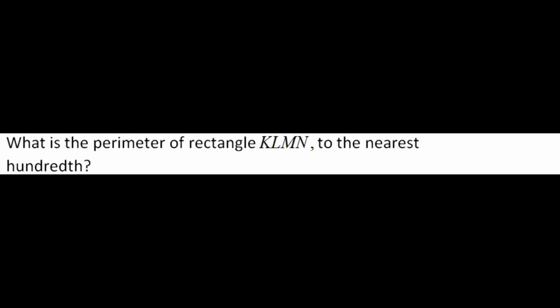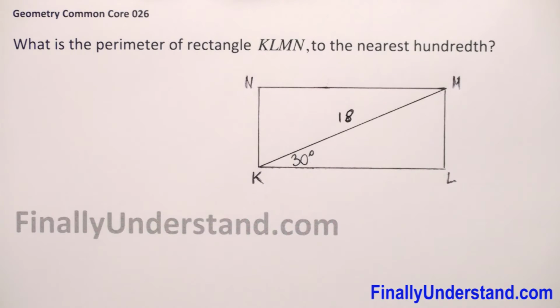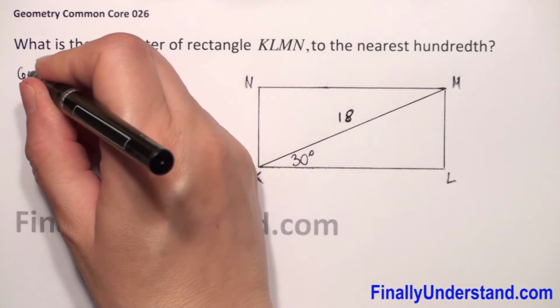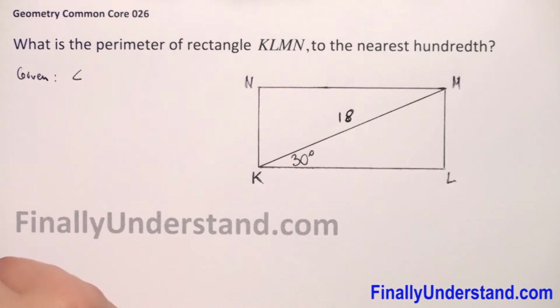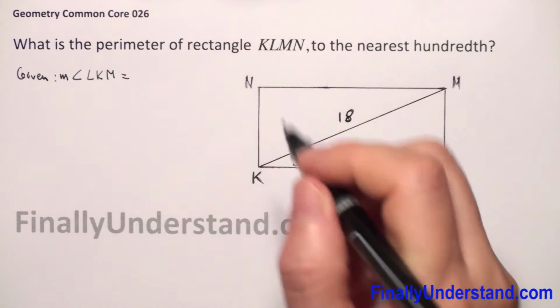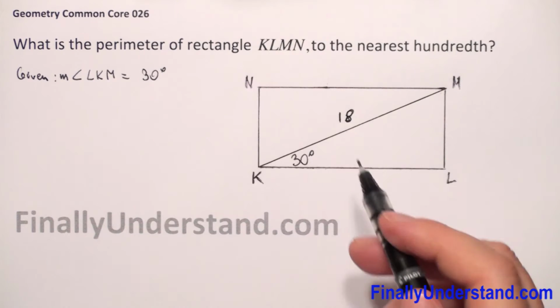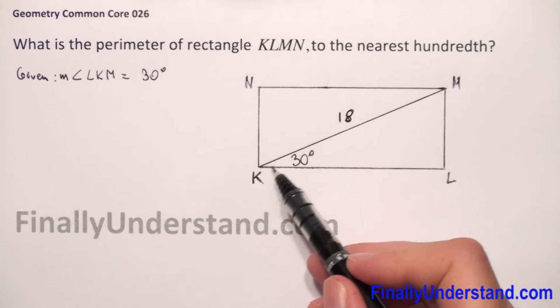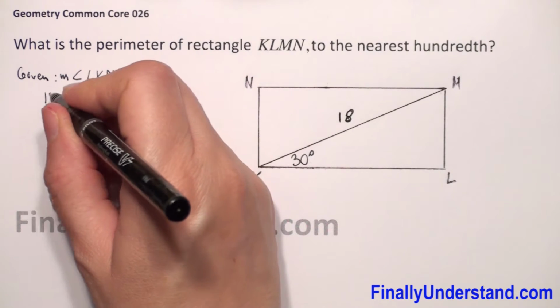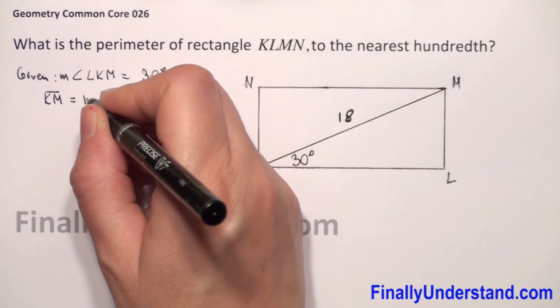What is the perimeter of rectangle KLMN to the nearest hundredth? What we have given first? We have given the angle LKM, the measure of the angle is 30 degrees. So the diagonal KM is 18. Segment is 18 units.